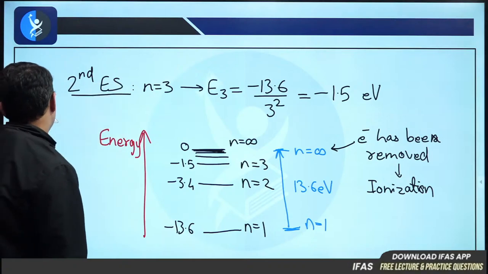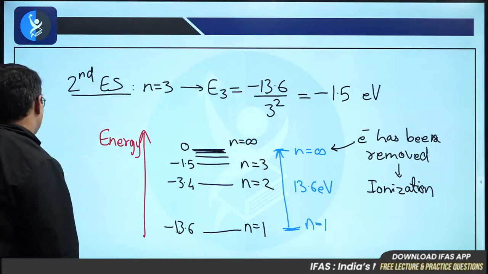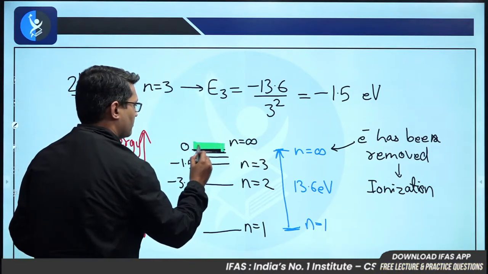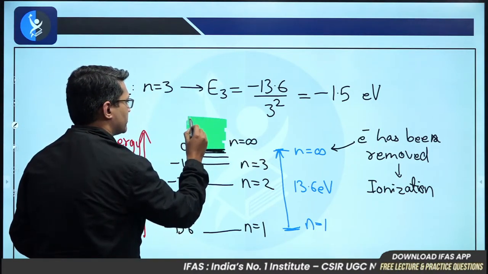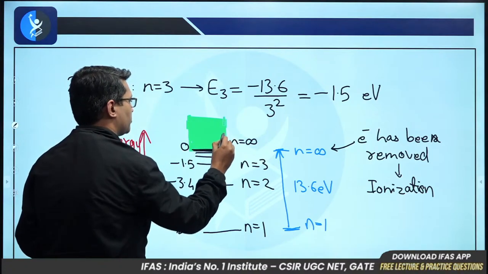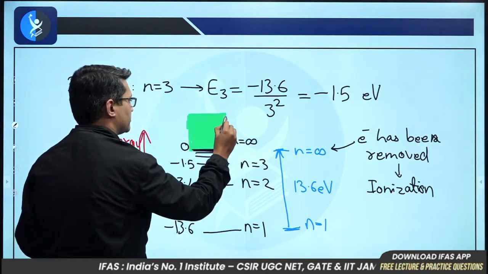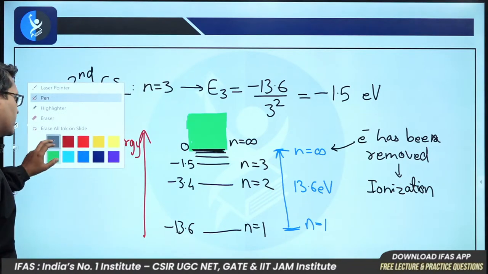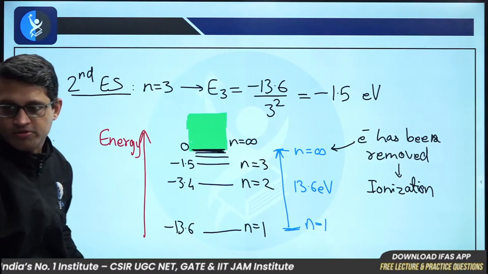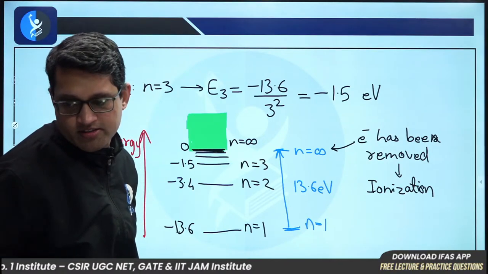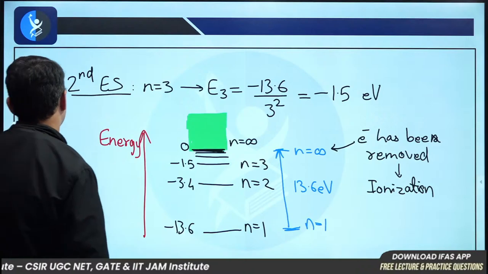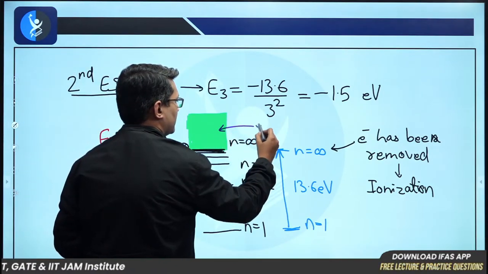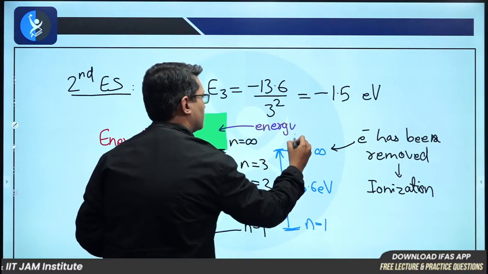And as a result, can someone tell me what this is? If the electron gets stripped off the atom, what do you think the energy levels of the electron will be like? What are you going to see? Boundaryless. Very good. What does that mean? Very good, Pratyusha. What you are going to see is an energy continuum.